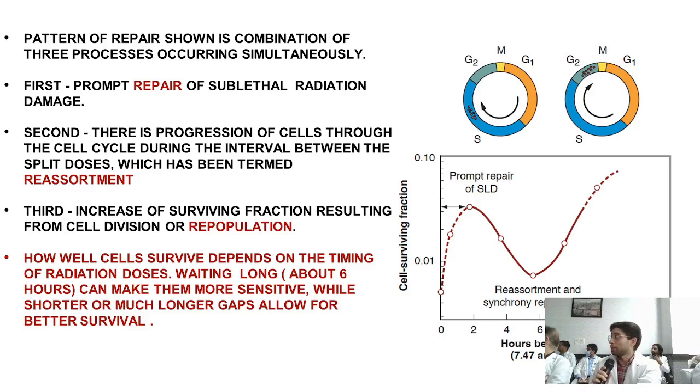And the third sharp increase in the surviving fraction, the main reason is repopulation. So how well the cells survive depends on the timing of radiation doses. So waiting long, about 6 hours, can make them more sensitive, while shorter or much longer gaps allow for better survival.